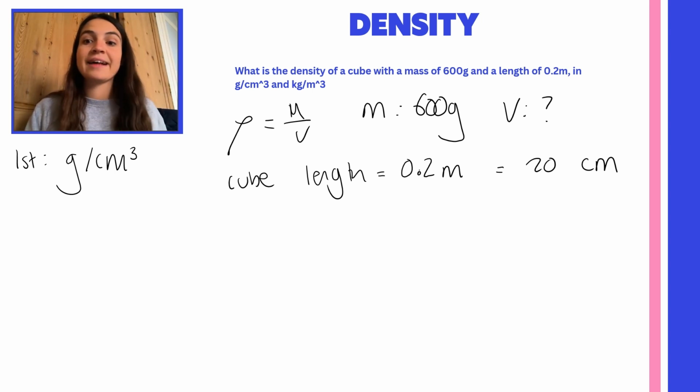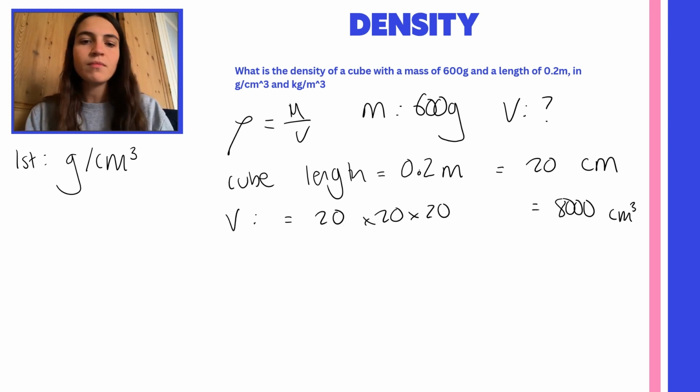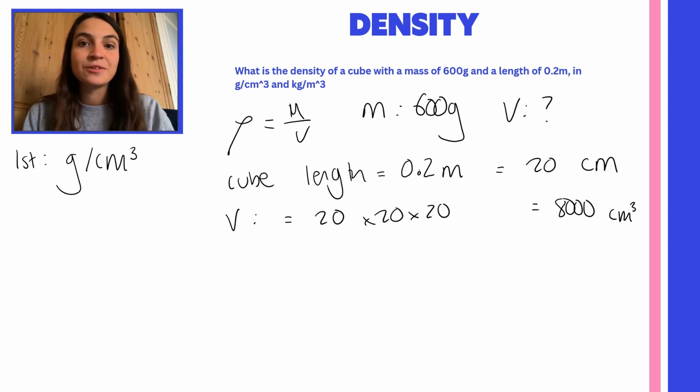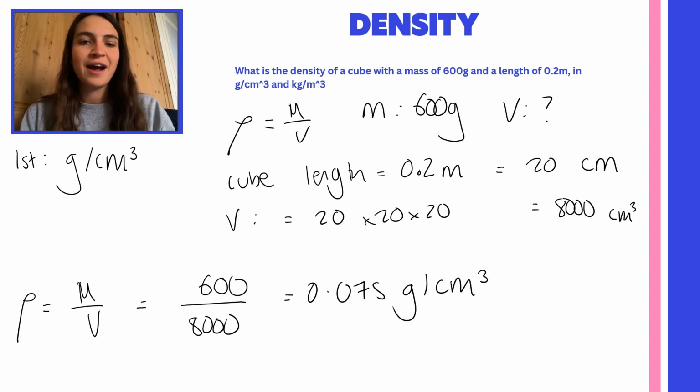Now I've converted my length, I can figure out my volume in centimeters cubed. It's important that you do convert at this point here. So get those lengths into the correct unit before trying to figure out the volume. It's a cube, so I'm multiplying all the three sides together and they're all the same length. So 20 times 20 times 20 is 8,000 centimeters cubed. Now I do my equation. Density is mass over volume. 600, my mass in grams, divided by 8,000, my volume in centimeters cubed, equals 0.075 grams per centimeter cubed.